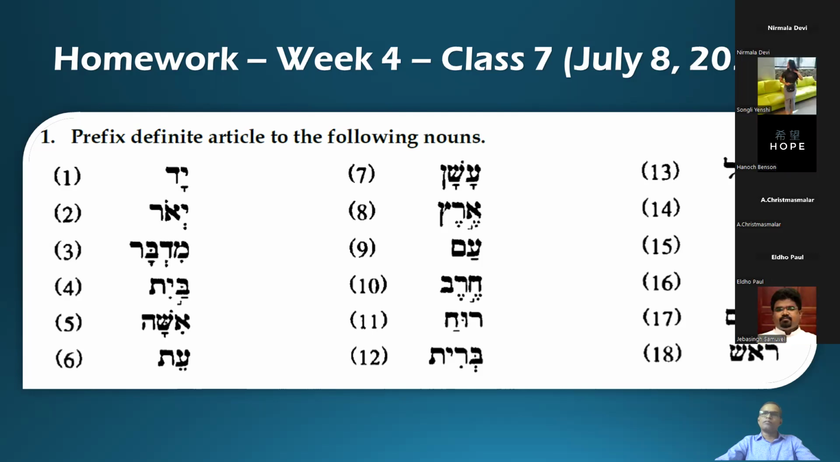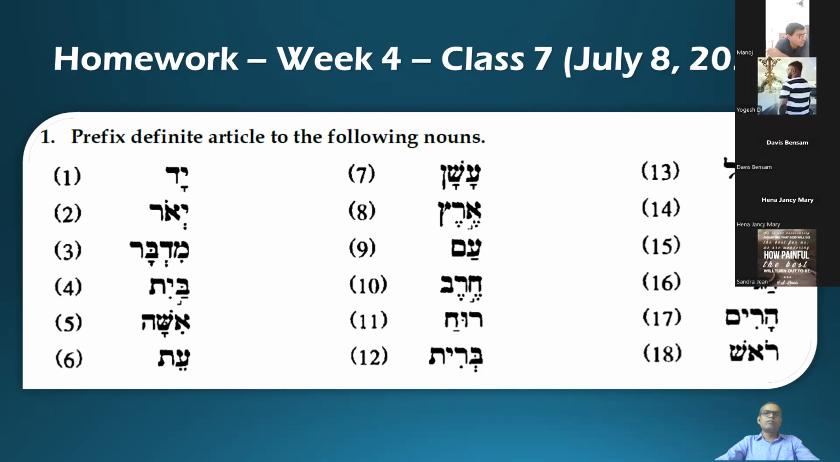Super. Jansi Mary, can you read the 10th, 11th, and 12th words? Herev. Ha-herev. He followed by what is the definite article? He followed by patah. Okay. The next one.